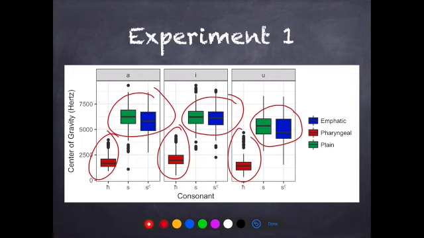However, it does contrast with some previous work and suggests that the primary cues to the plain and emphatic contrast are likely in adjacent vowels and not in the consonants themselves.